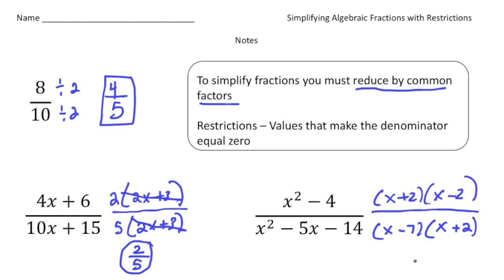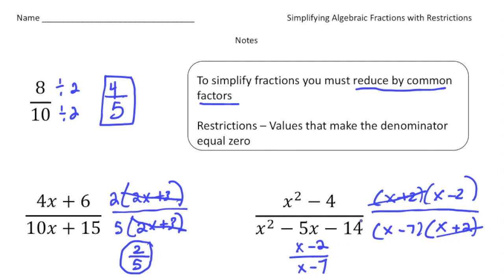Alright, so now I'm allowed to reduce both the numerator and denominator by common factors. So I'm going to cross off the x plus 2 here, and x plus 2 here, and what's left over is x minus 2 over x minus 7. And there's our simplified answer.